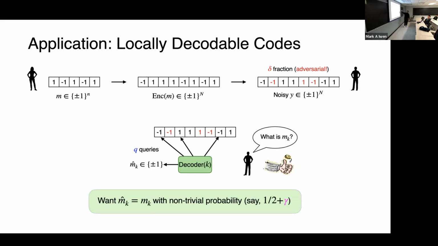Very simply, Bob just has some randomized scheme of looking at only Q coordinates in the corrupted message and getting the correct bit with some non-trivial advantage. Very natural setup, right? And he wants to be able to do this for every k.